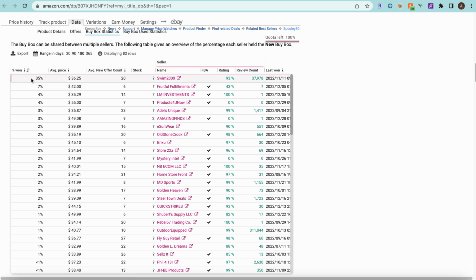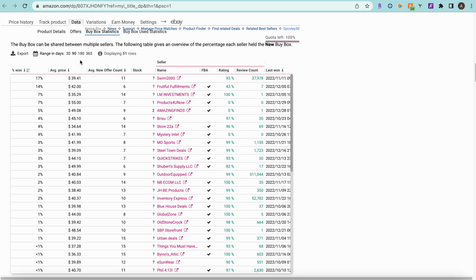We can see that when you go back to 180 days, which is the last 6 months, one seller got up to 35% of the buy box share. It looks like their price is pretty low, so maybe that's why Amazon was giving them the share often. But we can still see that other people are getting the buy box share at a little bit higher prices, which is good to see that we don't have to list it at $36 to get any chance at a buy box share.